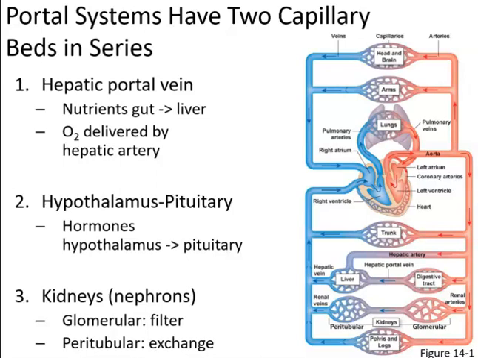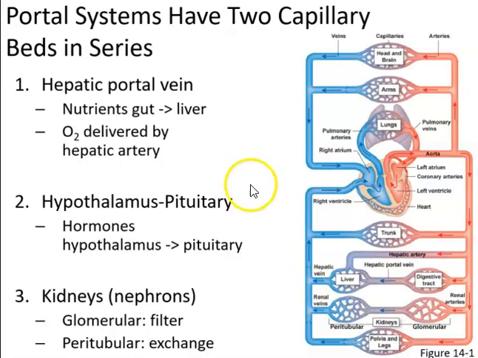So we talk about portal systems within the body. Portal system, the definition of a portal system basically has two capillary beds in series, meaning two capillary beds back to back. So basically it has an extra capillary bed. And there are three main portal systems within the body that you guys should know about.